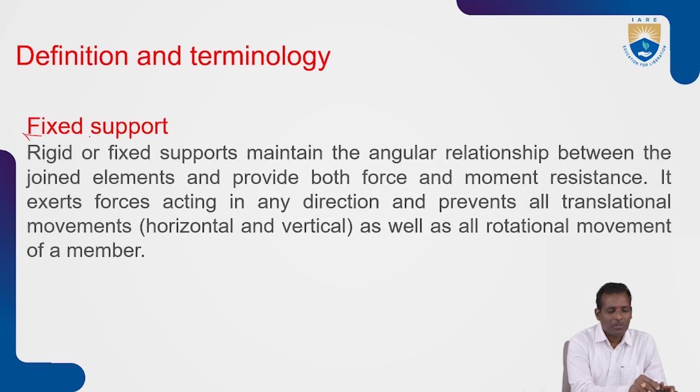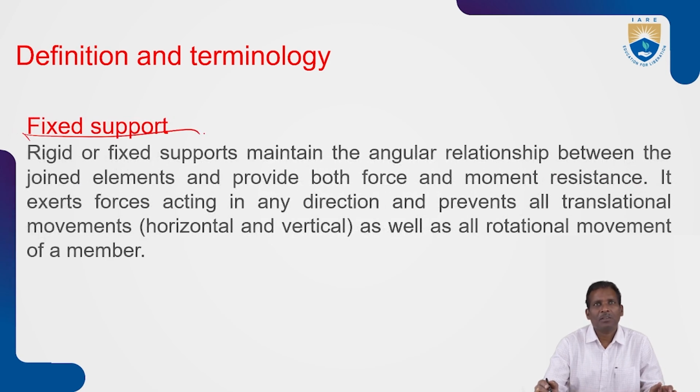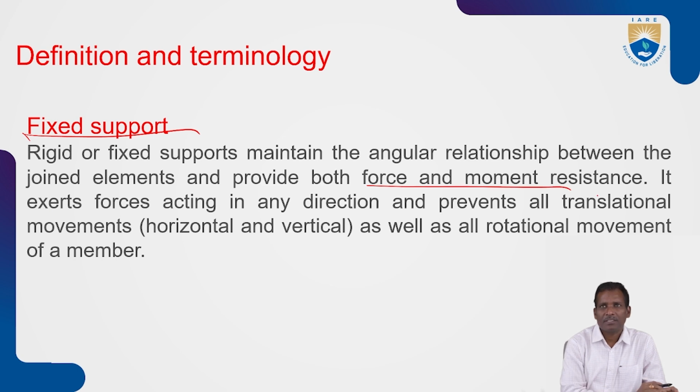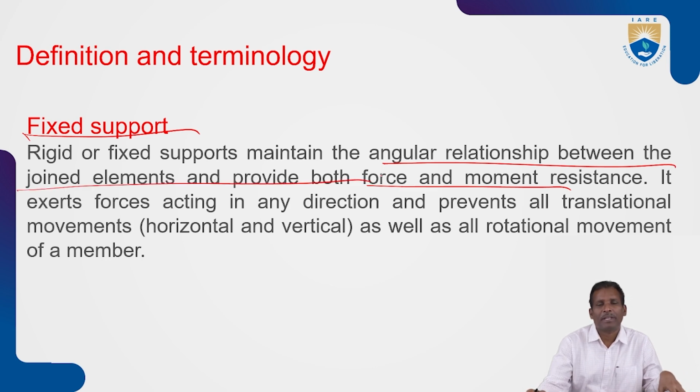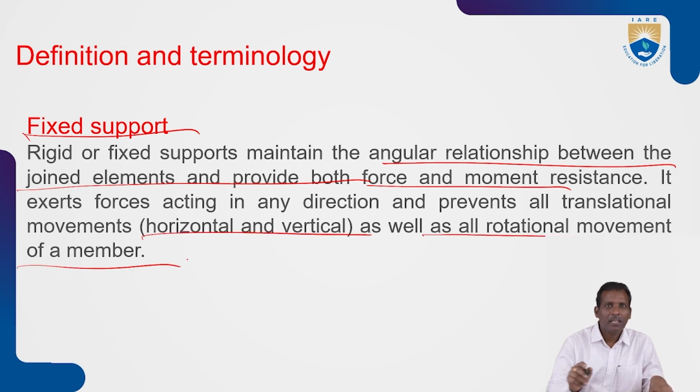So next is fixed support. Rigid or fixed supports maintain the angular relationship between the joined elements and provide both force and movement resistance. So it exerts forces acting in any direction and prevents all translational movements. All translational movements means horizontal and vertical, as well as rotational movement of a member.